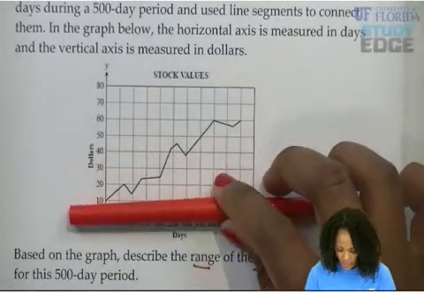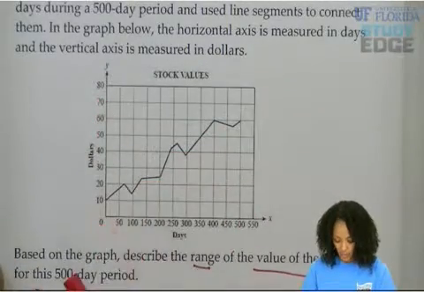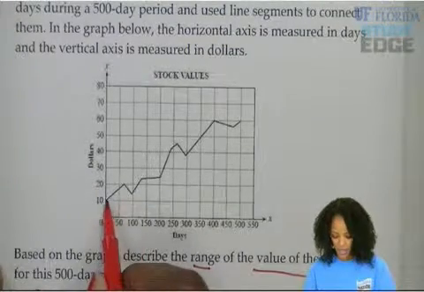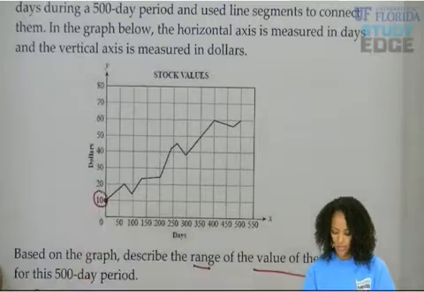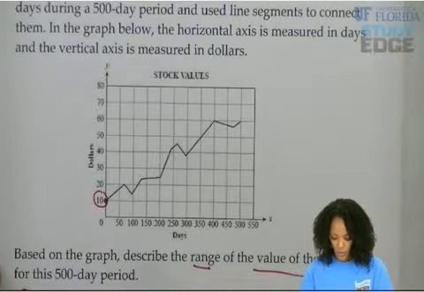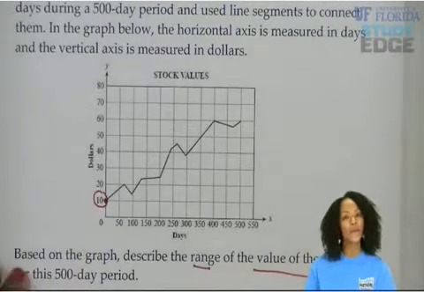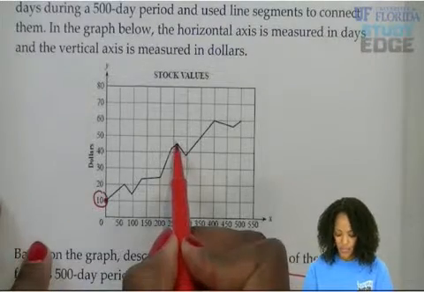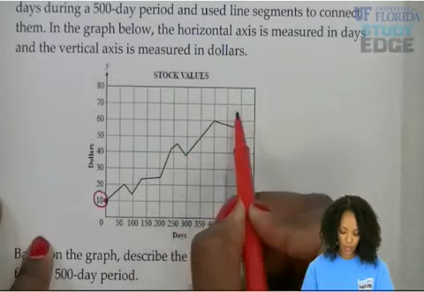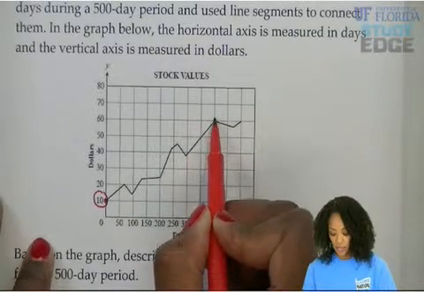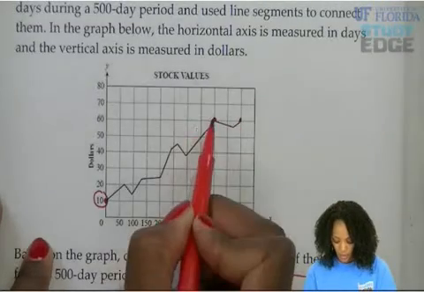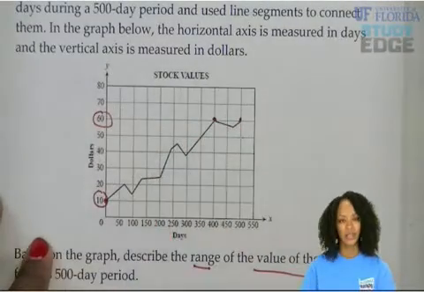So let's see when it's on the lowest dollar amount. This wouldn't be it, but here it's at $10. So 10 would be the lowest. Now we want to figure out when the stock is worth the most. Is it worth the most here? No. How about here? Yes. Just notice that it's worth the most here and here. And that is equal to 60.